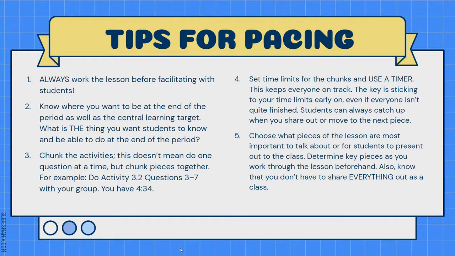Choose what pieces of your lesson are most important to talk about for your students to present out to the class. So if you're sharing something out and you're discussing something or you're going over questions, you don't have to go over every single thing that you do in your class. So really pick and choose, what are my most important objectives? What are my most important activities that really reflect those objectives, that hearing my students that they understand will let me know that they understand the overall goal of my lesson. So choose those pieces carefully, and that's what you can spend some time sharing out and discussing.